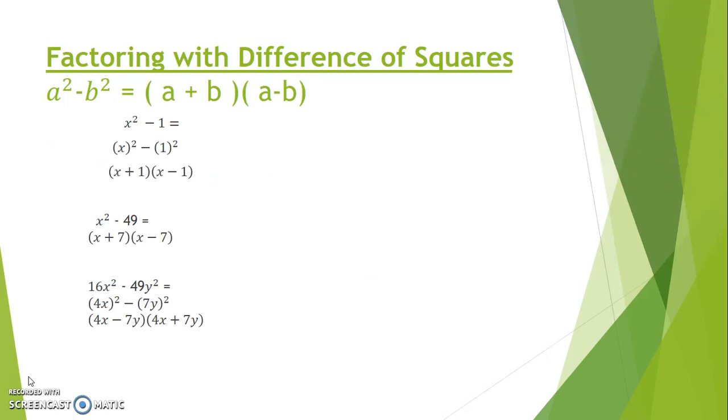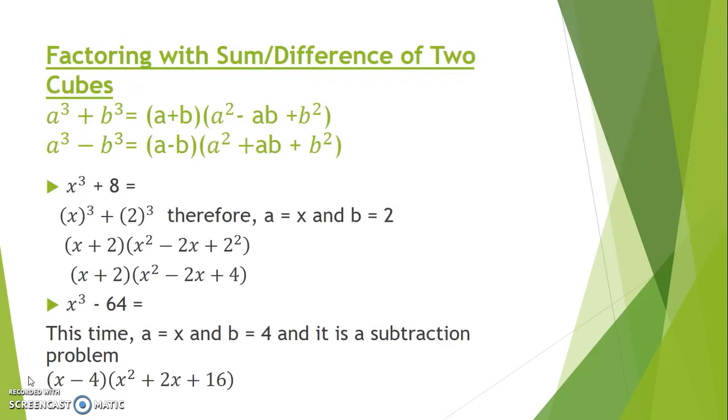This difference of two squares is what we did last time. You should have all this written in your notes. There's some more examples of difference of two squares, okay? But to take it a step further, you also have to know factoring sum and difference of two cubes. So instead of just doing squares this time, we have cubes.